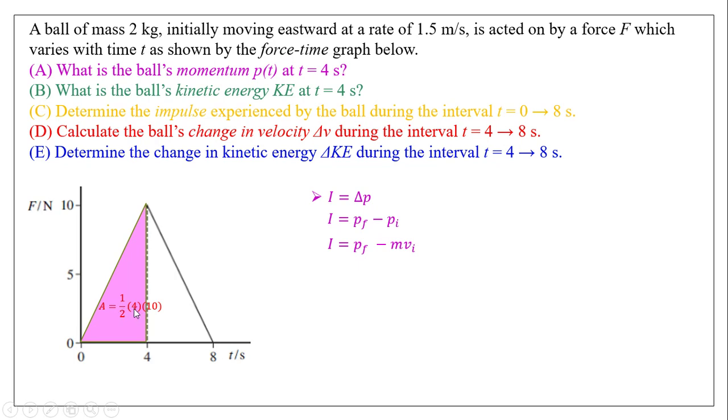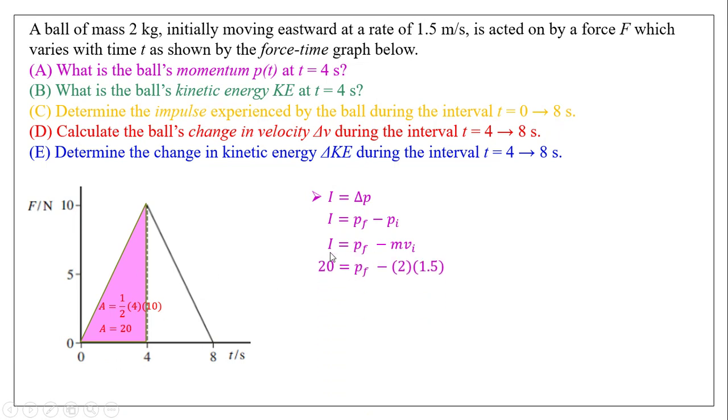And here, the base is 4, from 0 to 4 is 4, and then all the way up to where the graph meets on the vertical axis, which is 10. So the height is 10. So it'd be 1/2 times base, which is 4, times the height, which is 10, and that should give you an area of 20. Other than that, I'm just going to use that as my impulse.